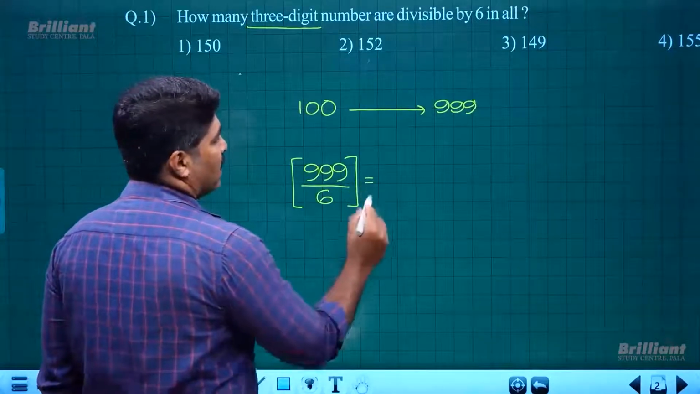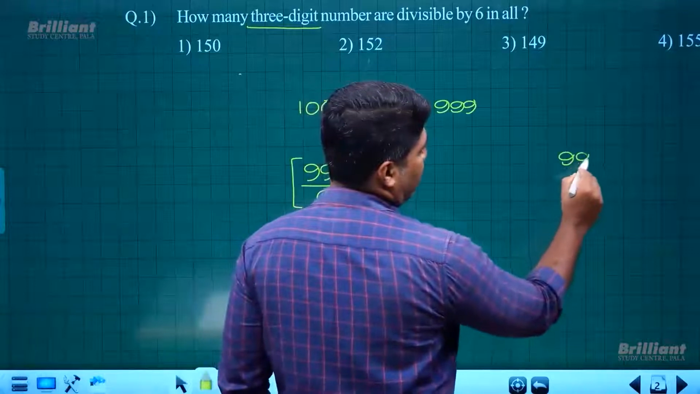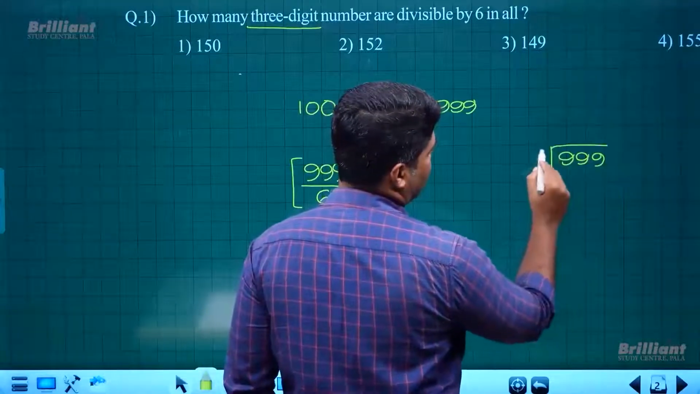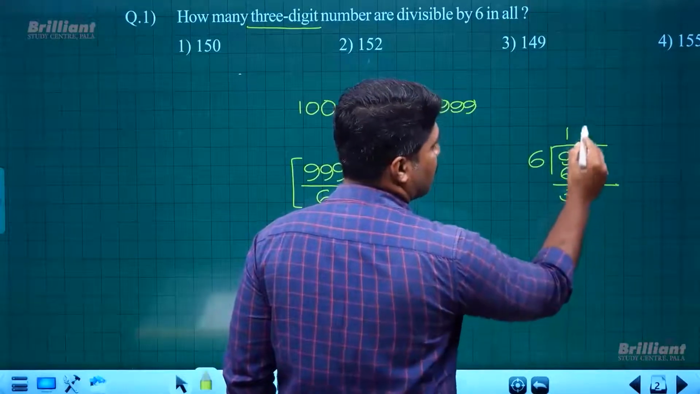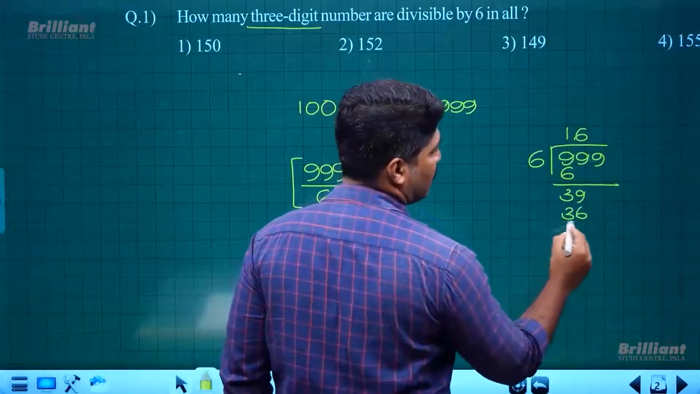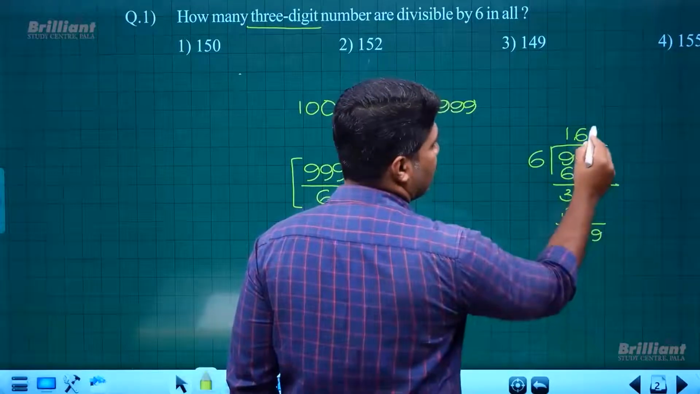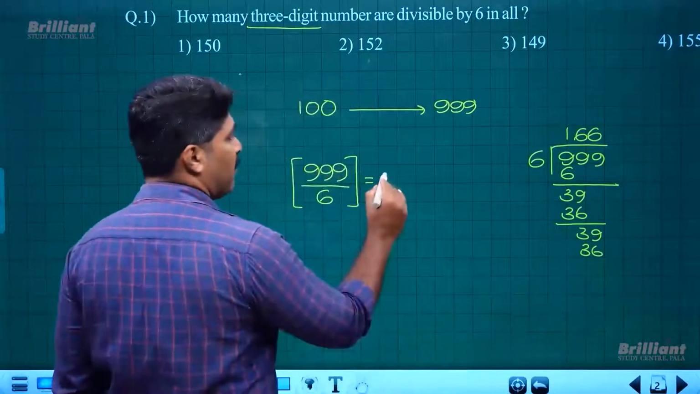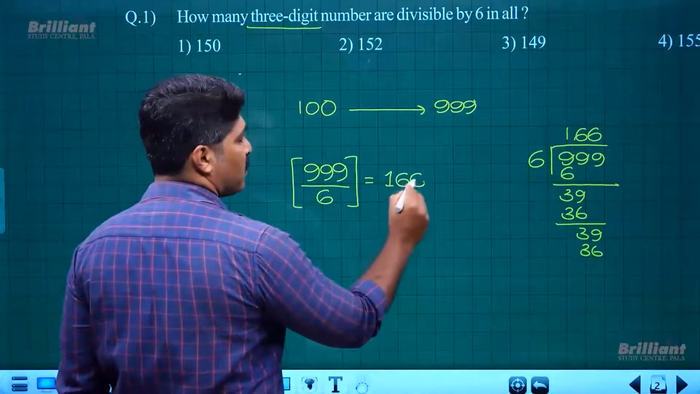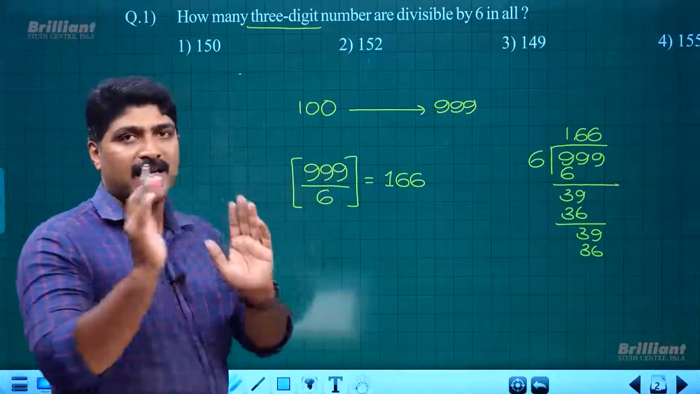So what is the quotient here? 999 divided by 6. 1 times 6, this is 39. 6 times 6 is 36, then 39 is here, so another 36. You don't have to bother about the remainder here. Here we know that 166 times this 6 lies in 999.